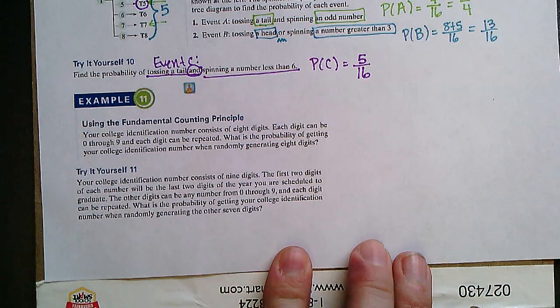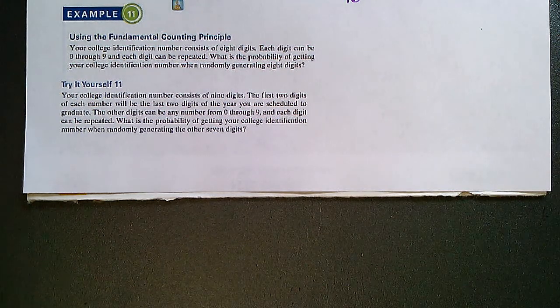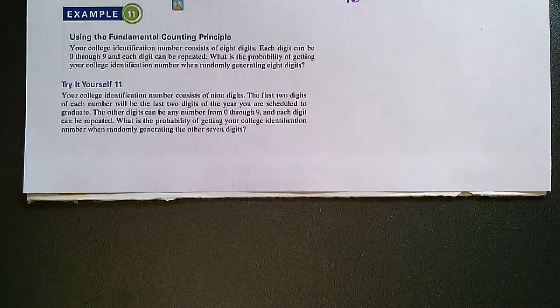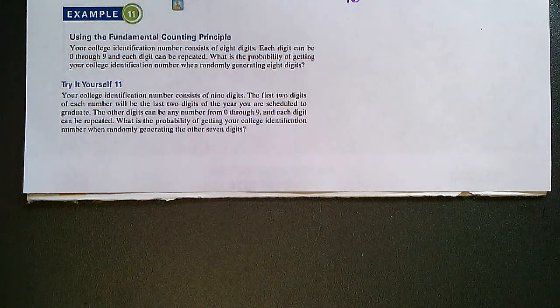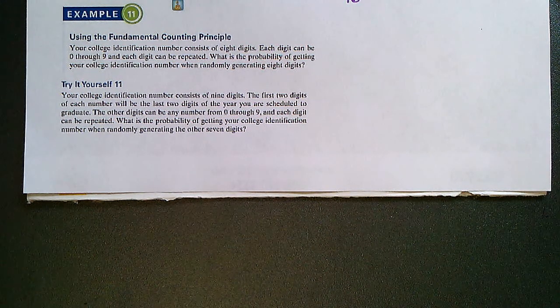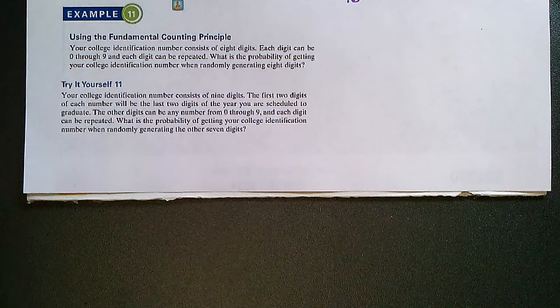Okay, example 11, using the fundamental counting principle. Your college ID consists of 8 digits. Each digit can be 0 through 9, and each digit can be repeated. What is the probability of getting your college identification number when randomly generating 8 digits?